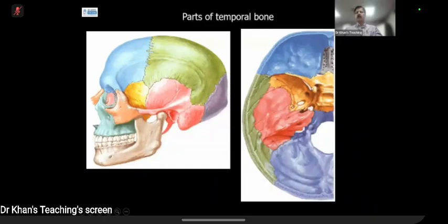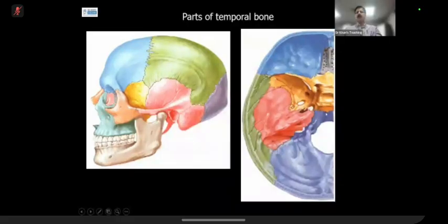This is the lesser wing of sphenoid, and this is the greater wing of sphenoid. Again, we'll cover it next time. We are more interested here. So here in the midline, the basi-sphenoid forms a joint here at the clivus, and there is a joint here also. And so part of the clivus is made up of sphenoid bone, and part of it is made up of the occipital bone.